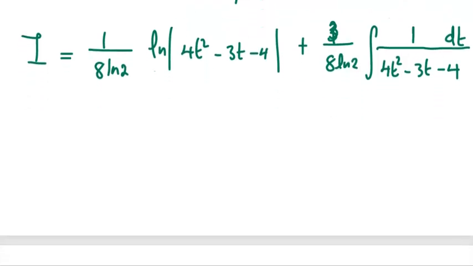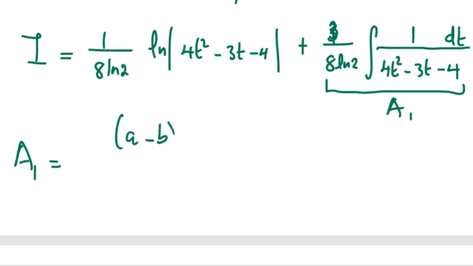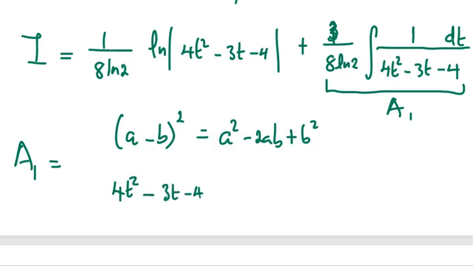So what is our next step? So let's solve this part. So let's call this a sub 1. So our a sub 1 is going to be equal to, so how are we going to manipulate that? Now, let us do the following. We know that a minus b whole squared is equal to a squared minus 2ab plus b squared, right? So now, we have 4t squared, right? And we have minus 3t and we have minus 4.